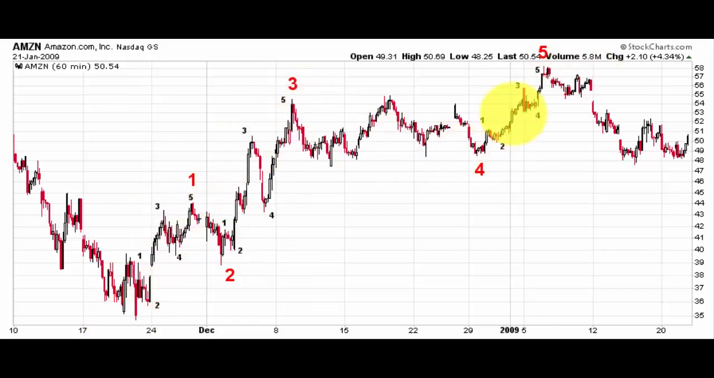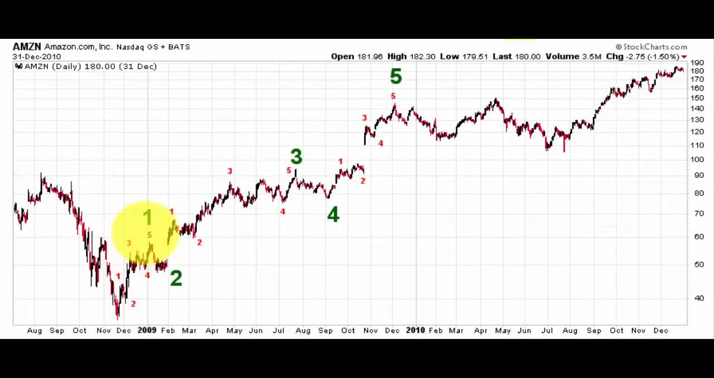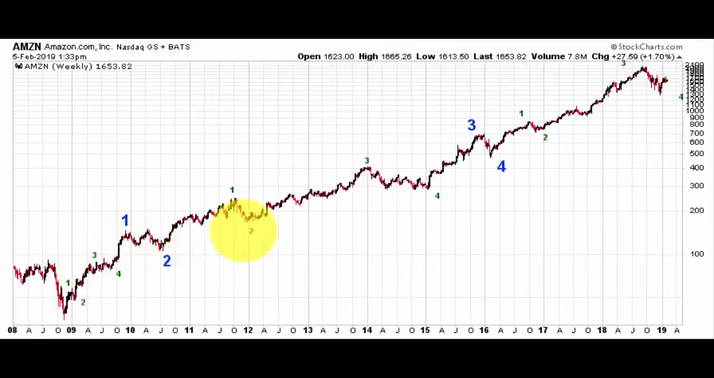Here's another 5-wave advance on a larger degree. So you can see every single move that is moving in the direction of the uptrend is a 5-wave move. Or if you step out, you can see, here's a 5-wave move that played out over the course of a year. That is only one wave of the larger 5-wave advance. So on every single time frame you're looking at, if price is moving in the direction of the trend, then it's going to play out in 5 waves.